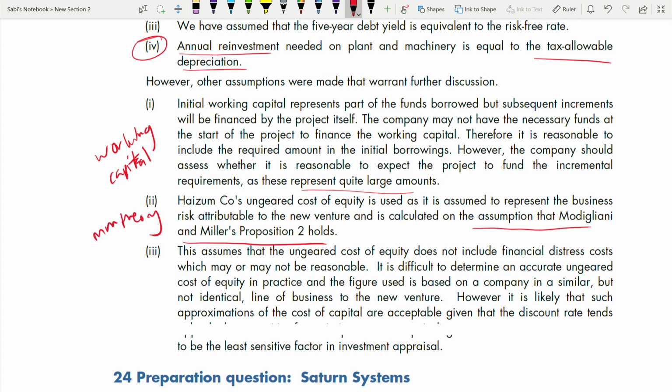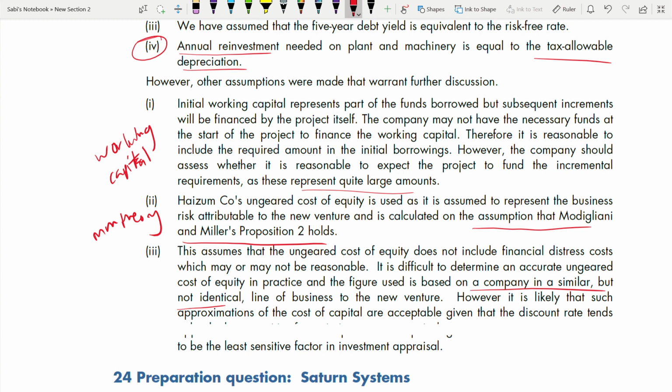Point 3. This assumes that the ungeared cost of equity does not include financial distress costs, which may or may not be reasonable. It is difficult to determine an accurate ungeared cost of equity in practice, and the figure used is based on a company in a similar but not identical line of business to the new venture. However, it is likely that such approximations of the cost of capital are acceptable, given that the discount rate tends to be the least sensitive factor in investment appraisal. These are the points you can take for your assumptions.